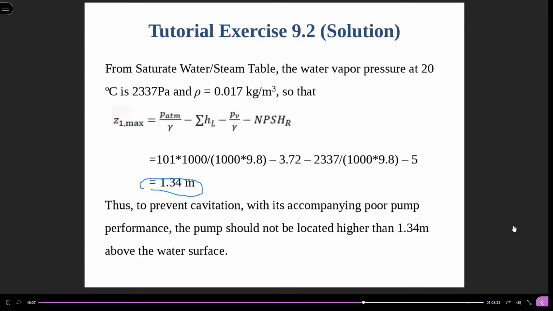Okay, any questions for this exercise? No.